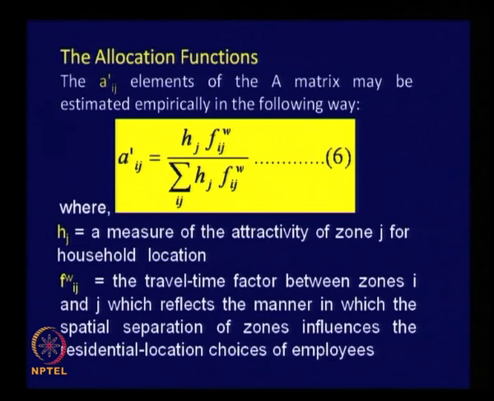It is just related to the attractivity of zone j for household location. How do you measure the attractivity of a zone j? Household location means, of course, it should be first suitable for construction of houses, the zone itself. So, first it is related to topographic and even geographic condition of that particular location in an urban area.